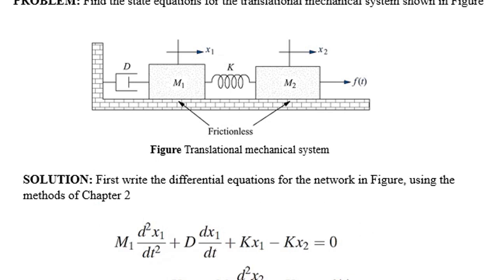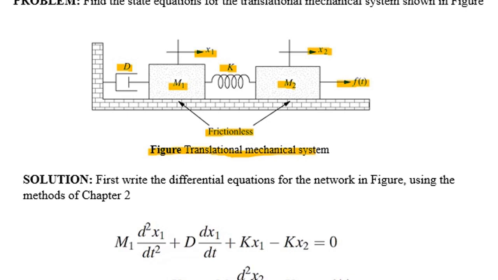Dear students, now with the help of an example, we will find the state space model for a translational mechanical system. In this example, we have two masses M1 and M2 lying on a frictionless surface. M1 is connected with a viscous damper D, and M1 and M2 are both connected through a spring with coefficient K. Motion of M1 is represented by x1, whereas motion of M2 is represented by x2. Externally applied force acts on mass M2.